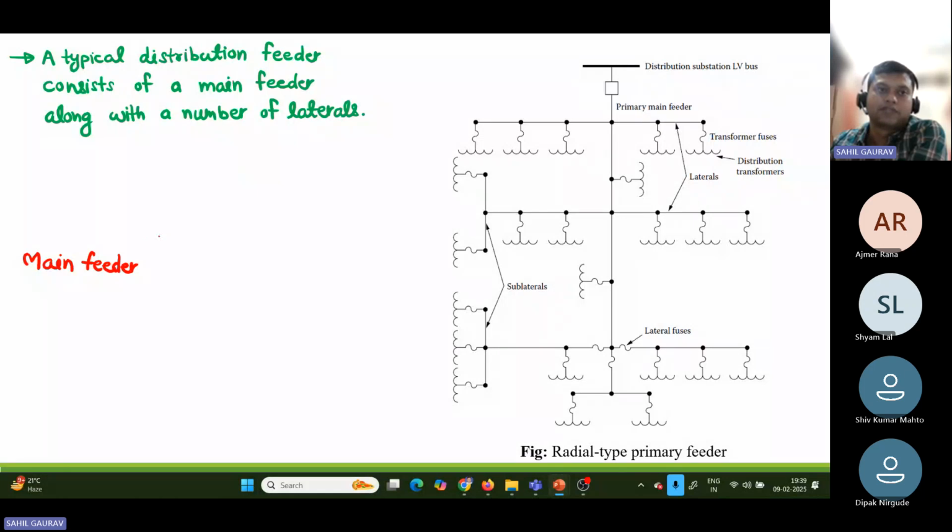So a typical distribution feeder consists of a main feeder, and from that main feeder we have several laterals. From the laterals coming out, you can see, these are the nomenclature that we use on the primary distribution system side. And from laterals, we again have sublaterals.